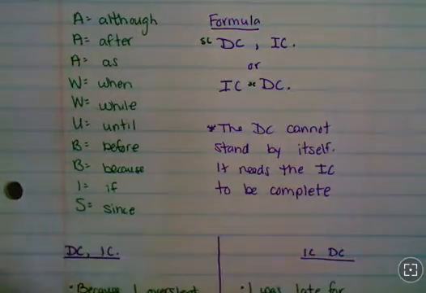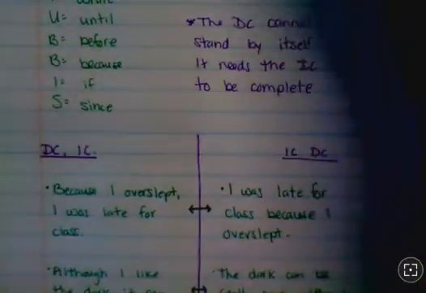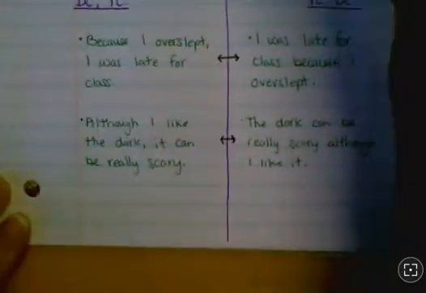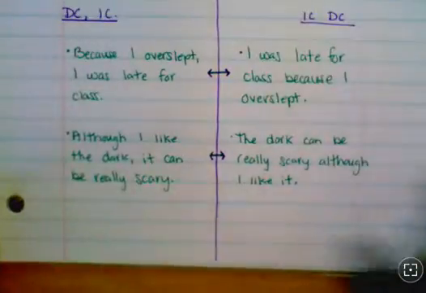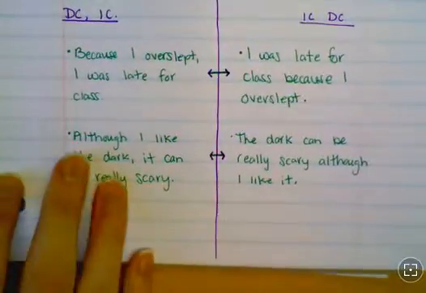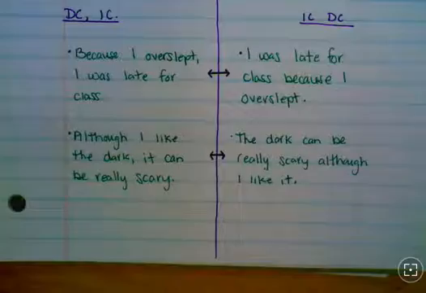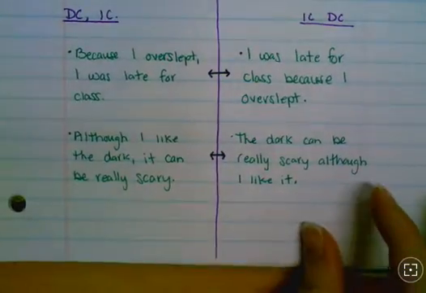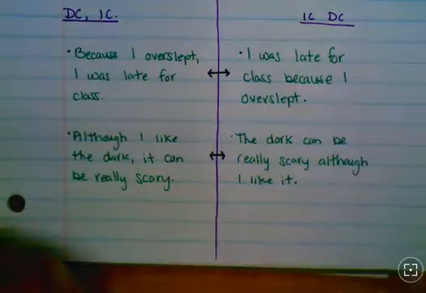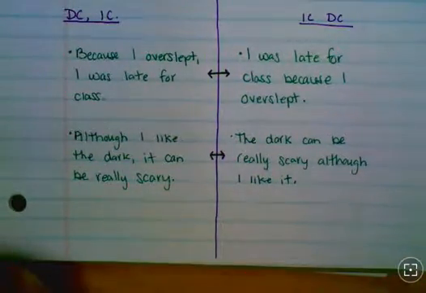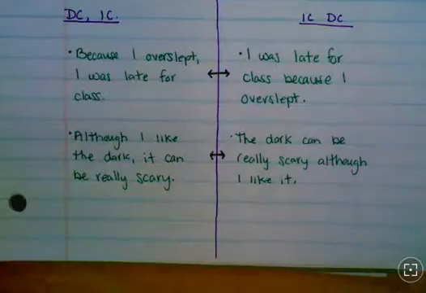So let's take a look at some examples. And you'll see that I've actually done the same two sentences. I've just flipped them around. So you can see that these are actually fairly similar, okay? So in the first one, the dependent clause, comma, independent clause, you start with one of the WUBIS words: although, after, as, when, while, until, before, because, if, since. So let's take a look.